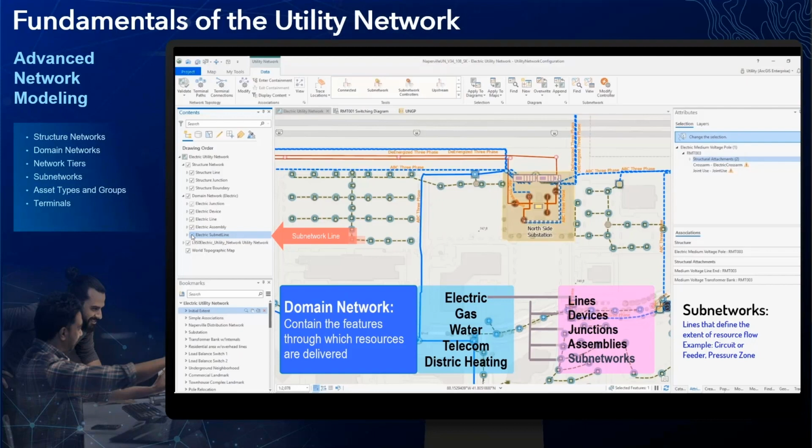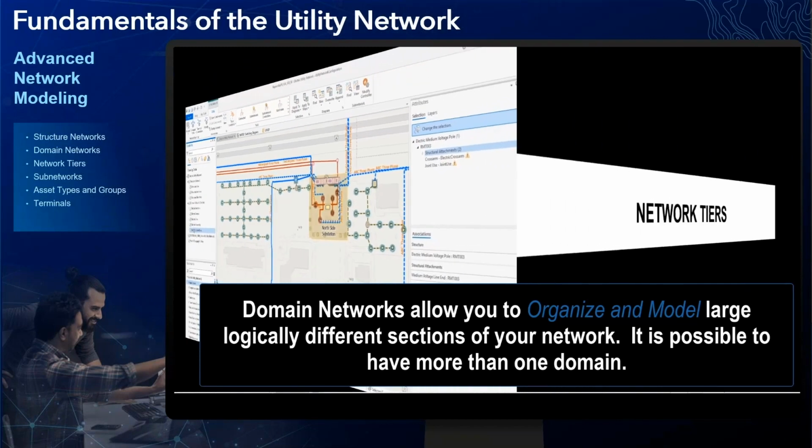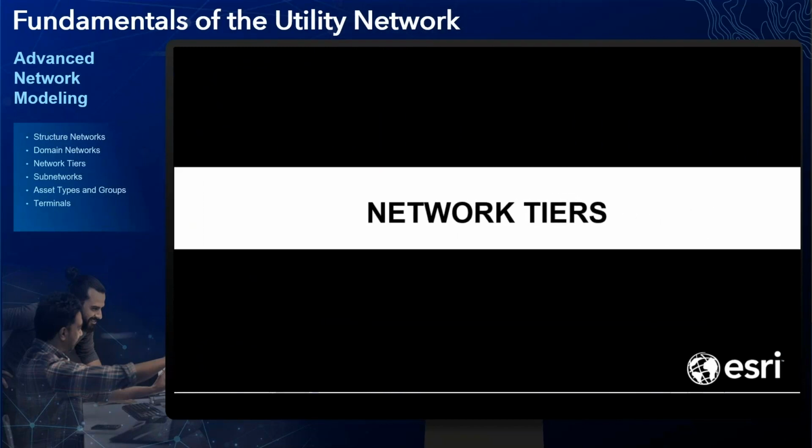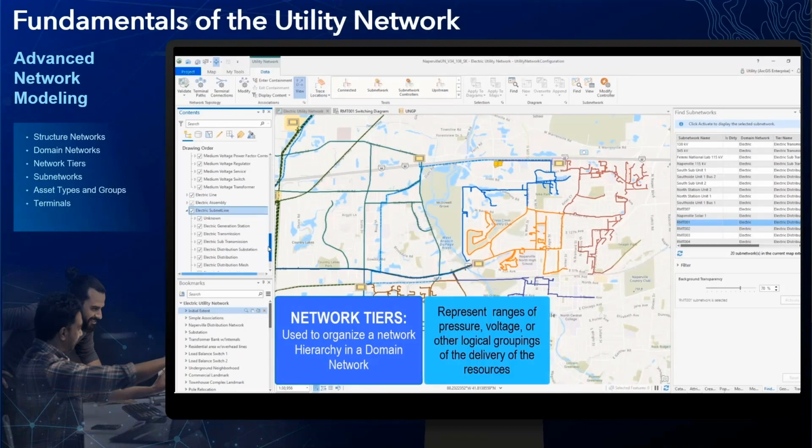Domain networks allow you to organize and model large, logically different sections of your network. And it is also worth noting you can have more than one domain. The next topic is network tiers. Network tiers are used to organize a network hierarchy in a domain network. Network tiers typically represent ranges of pressure, voltage, or other logical groupings of the delivery of resources to the network.